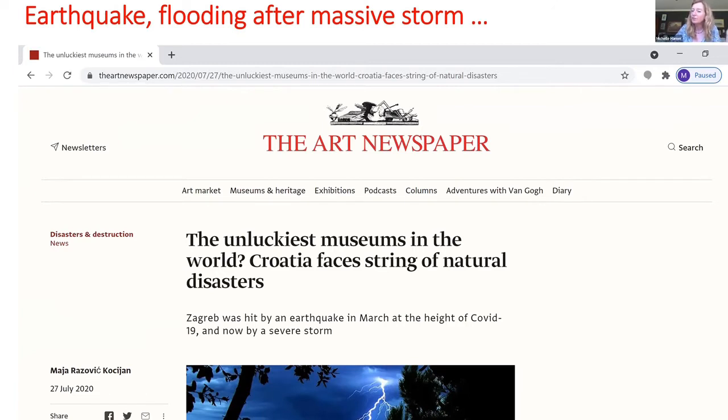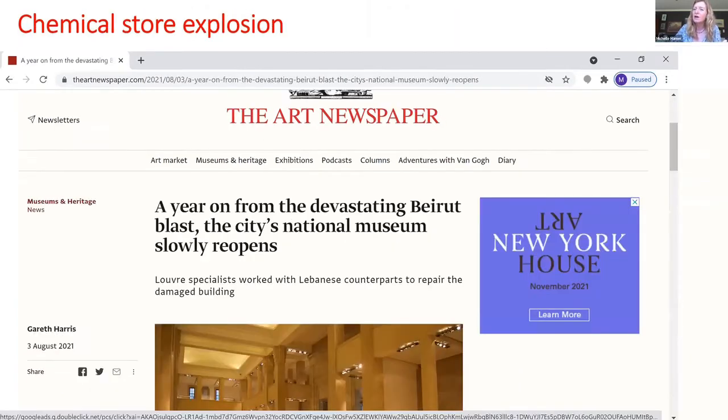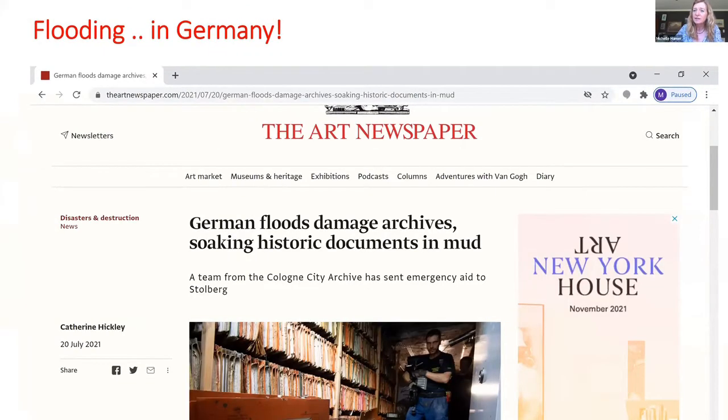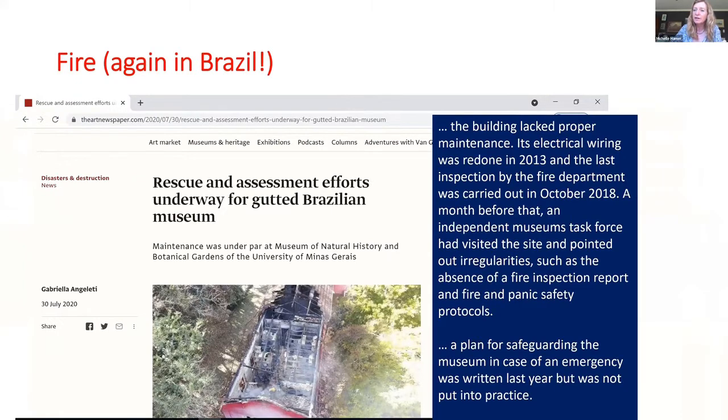So earthquake followed by severe storms, so those would be disasters. In Beirut, they had that massive chemical explosion that really created massive damage to buildings. Floods in Germany, caused by heavy rainfall, flooded documents. We know about the Brazilian fire in their Museum of Natural History.